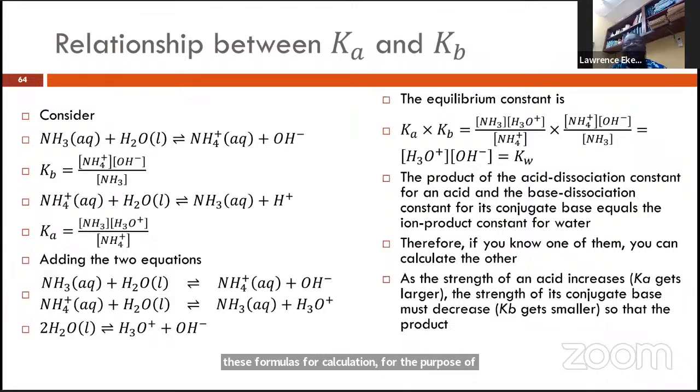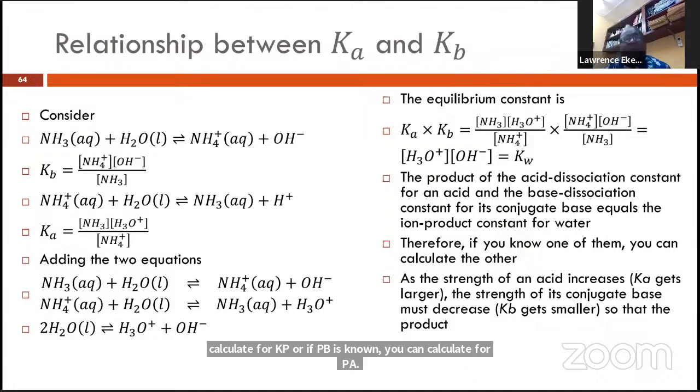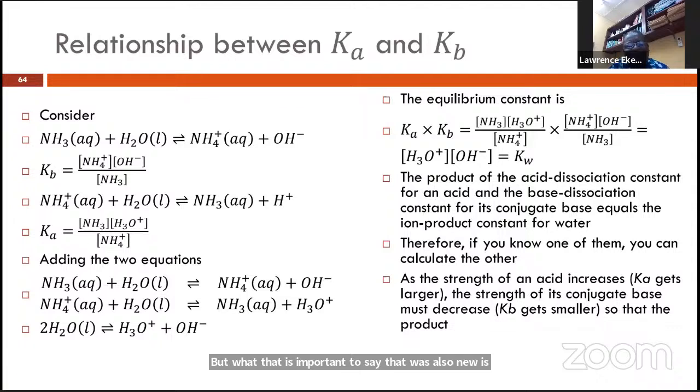So the product of the acid dissociation constant for an acid and the base dissociation constant for the conjugate base is equal to the ionic product of water, or the dissociation constant of water. So if one is known, maybe the Ka is known, you can calculate for Kb. Or if Kb is known, you can calculate for Ka. But one thing that is important here that you must also know is that as the strength of an acid increases, the Ka value, that is the acid dissociation constant, will equally increase. So the strength of its conjugate base must decrease. In other words, as Ka is increasing, the Kb must decrease.